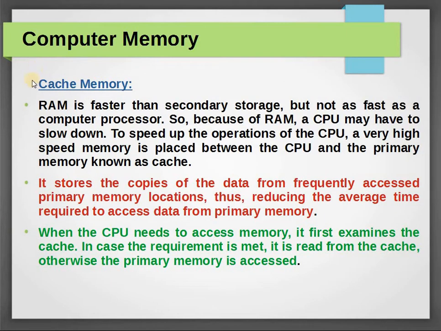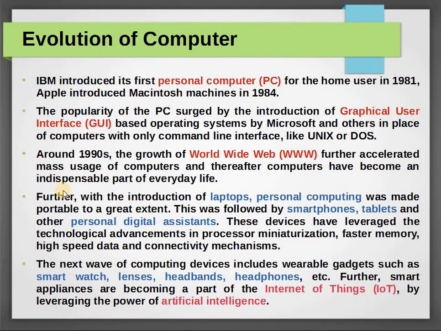Then another type of memory is cache memory. See students, RAM is faster than secondary storage, but RAM is not as fast as the computer processor, that is the CPU. So because of RAM, the CPU has to slow down. So to speed up the operation of the CPU, a very high speed memory is placed between the CPU and the primary memory, that is known as cache memory. So what does the cache memory do? Its place is between the CPU and the primary memory.